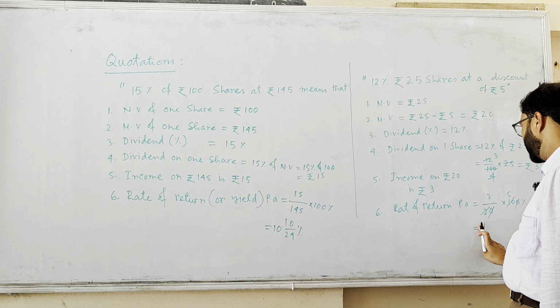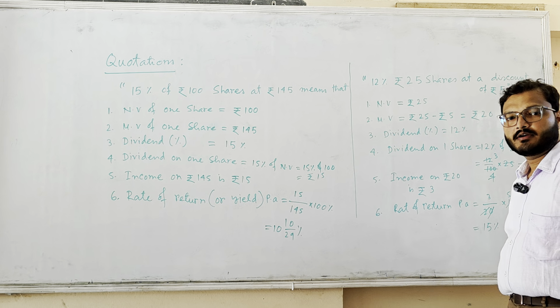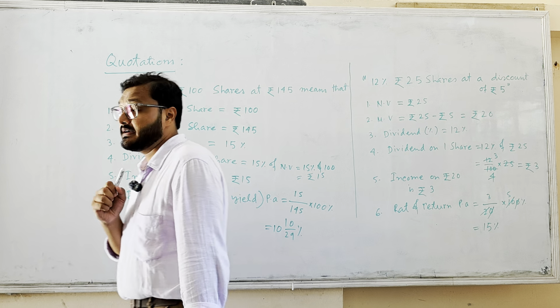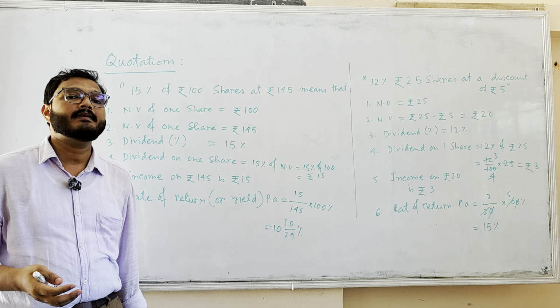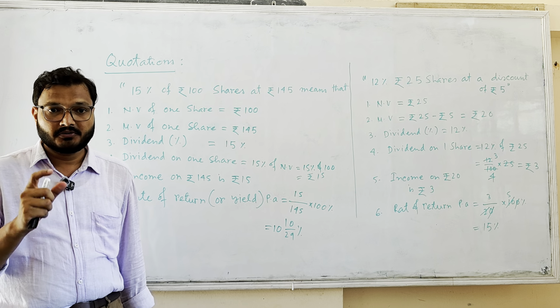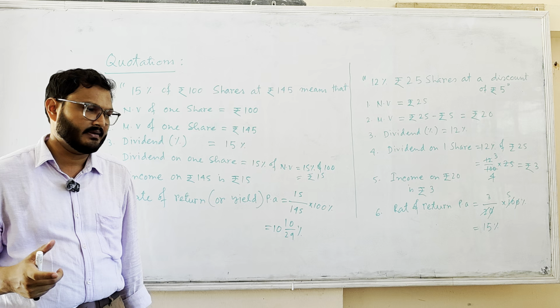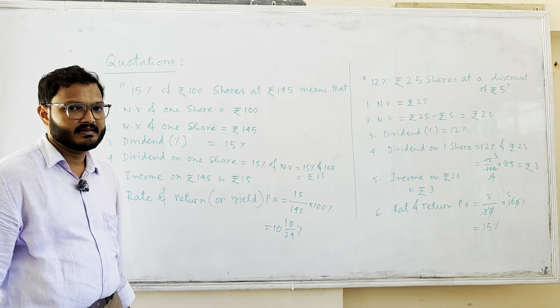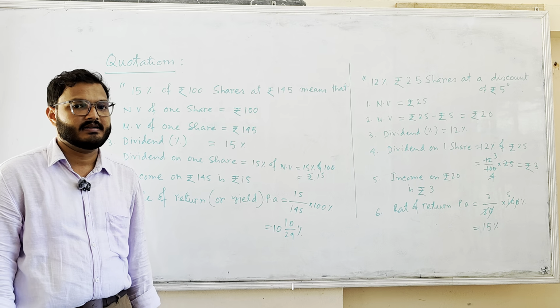So it's 15%. I hope it's clear. So we have to understand this type of quotations, because in the word problem you will get the quotations. Now we will jump to the formulas. Which formulas we need to apply? I hope it's clear. So let's see which formulas are here.